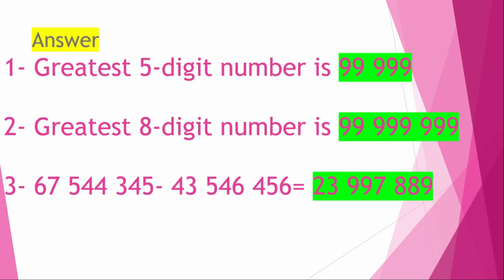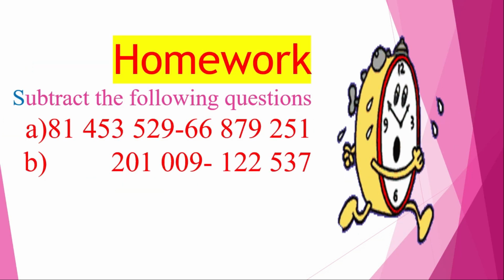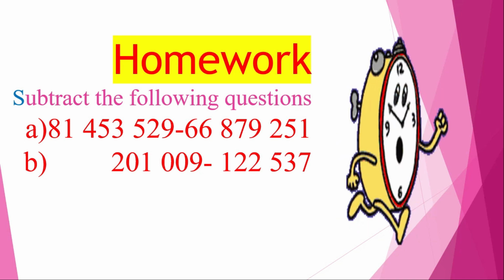Here are your answers. The greatest 5-digit number is 99,999. The greatest 8-digit number is 99,999,999. And after subtracting these two numbers, we get 99,900,000. Now class, it is your homework to solve these questions. Thank you.